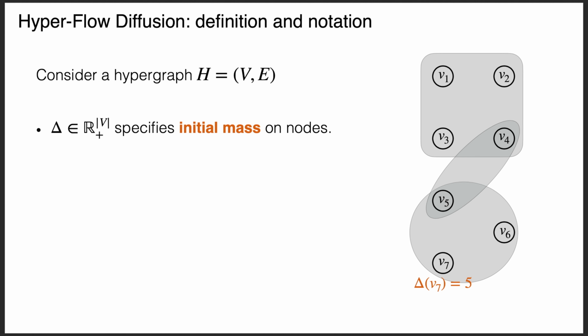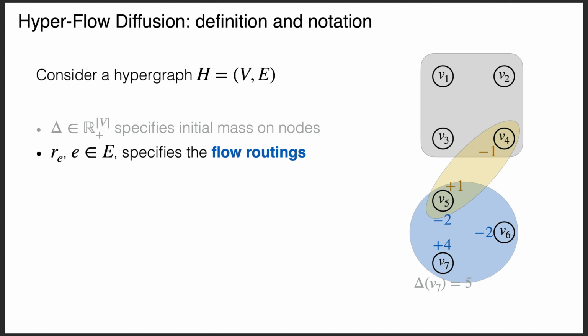Let me now introduce hyperflow diffusion. I'm going to use the figure on the right as our working example to go over definitions. We are going to use the vector delta to specify the initial mass on nodes. For example, node V7 has initial mass 5, and let's assume that all other nodes have initial mass 0. As said before, we are going to use the vectors r_e to specify the flow routings over hyperedges. The corresponding entries in r_e are already labeled in the figure right now.